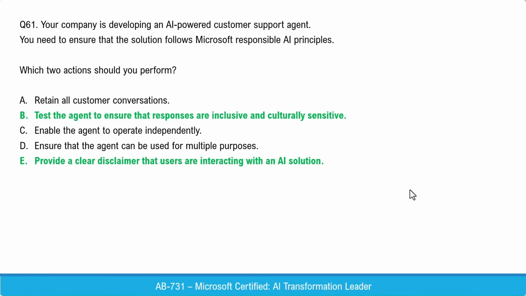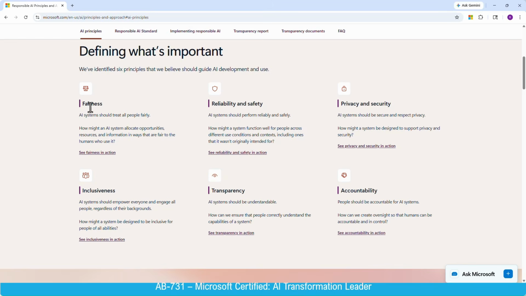option B is correct over here because it focuses on testing the agent for inclusiveness and cultural sensitivity. This aligns with the principles of fairness and inclusiveness. AI systems should treat all users equally and avoid biased or offensive responses.